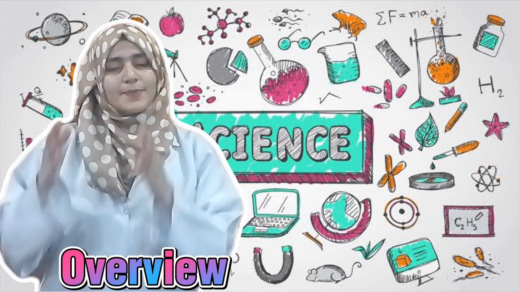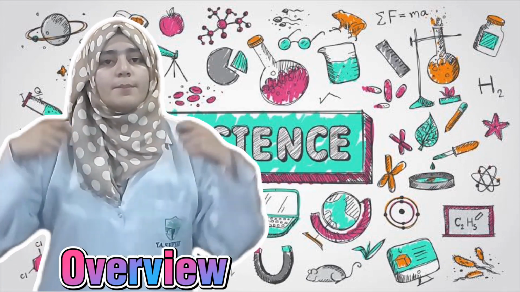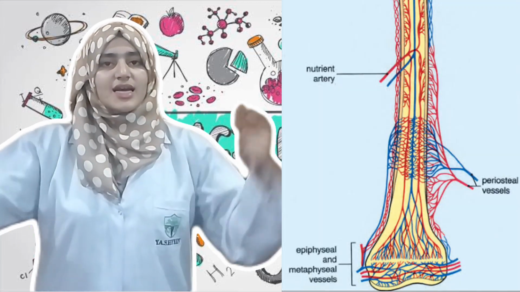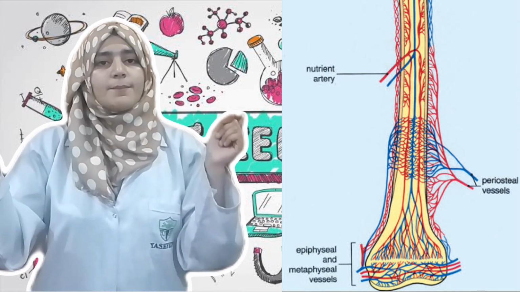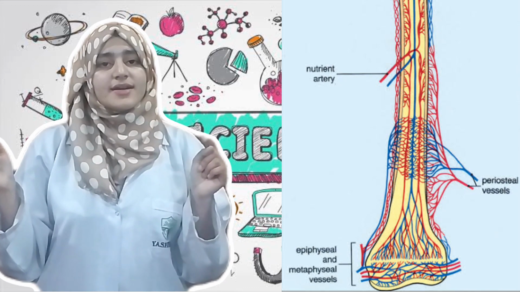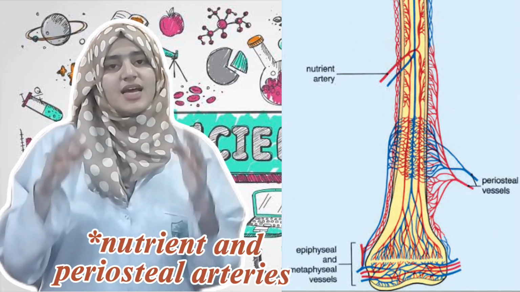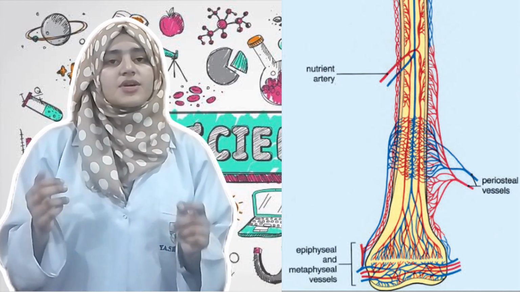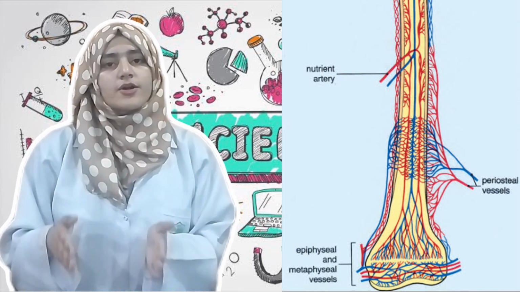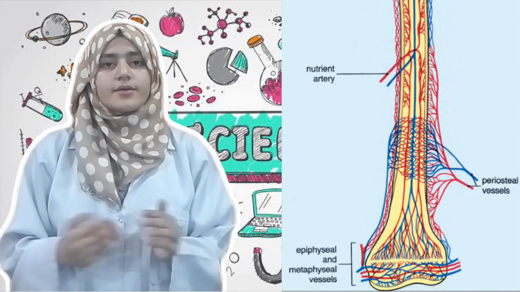I hope you will surely understand the blood supply of a typical long bone. For a complete comprehensive overview, come with me. A typical long bone receives blood from main arterial networks. The epiphysis receives blood from epiphyseal arteries, the metaphysis receives blood from metaphyseal arteries, the diaphysis receives blood from diaphyseal arteries, and the periosteum receives blood from periosteal arteries. Periosteal arteries also supply blood to some part of the diaphysis compact bone.